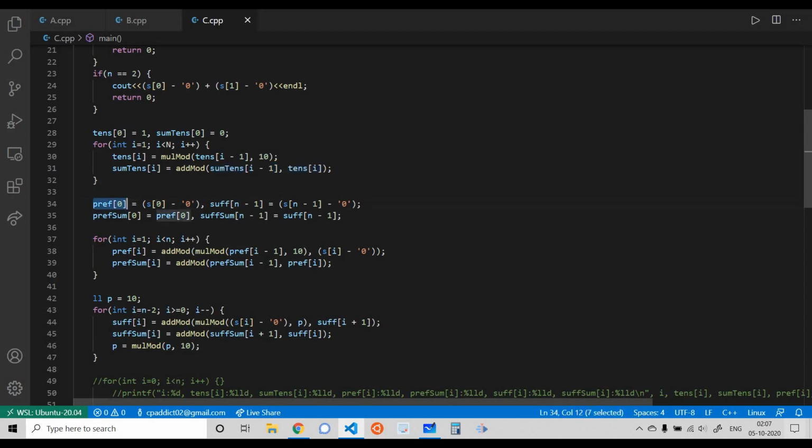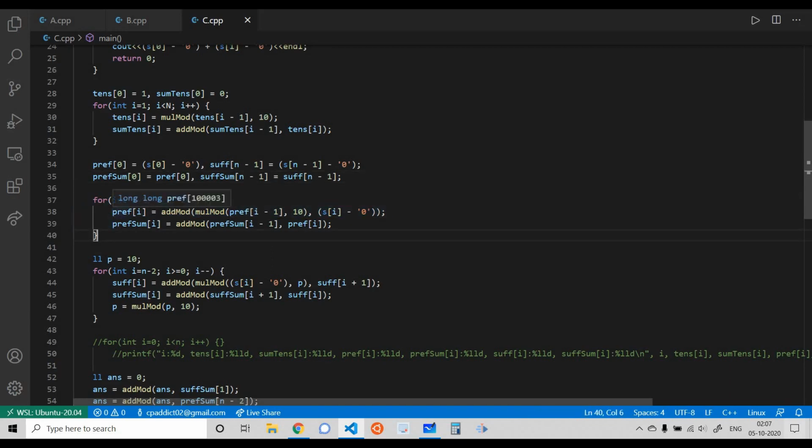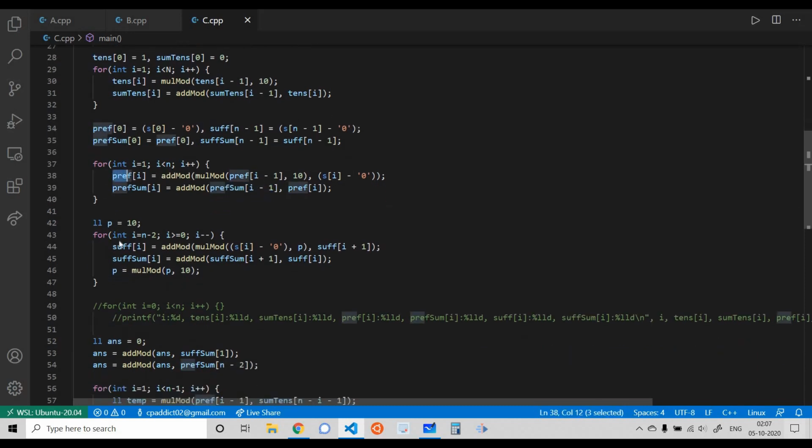And now I find out the prefix value and suffix. This is for the prefix one. For each index, I am calculating prefix by multiplying the previous prefix by 10 plus adding up the current digit. And for prefix sum, I am adding the previous prefix sum to the current prefix value. Similarly, for the suffix calculation, I am multiplying the current digit with the weightage of current digit. Weightage is P, it can be 10 to the power 2, 10 to the power 3, and adding the suffix which was after the current index, like to the right of it. And this is the suffix sum. I had explained the formula of it.